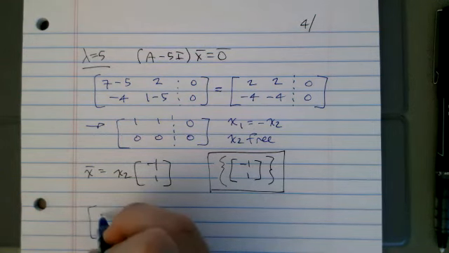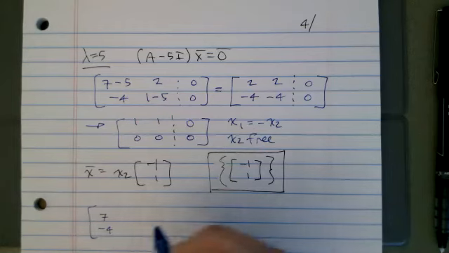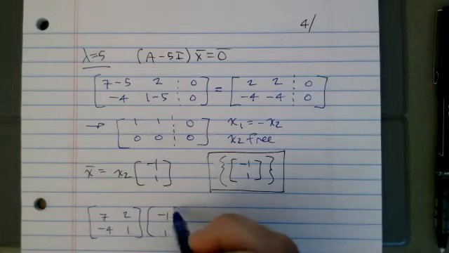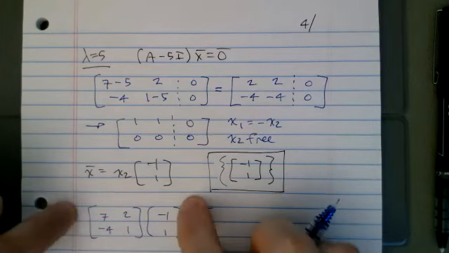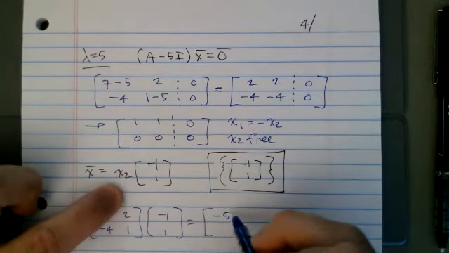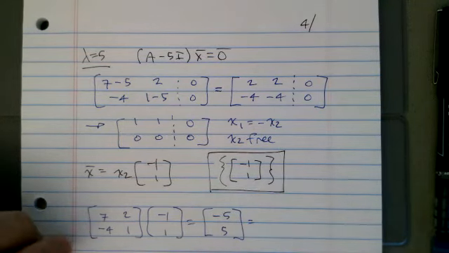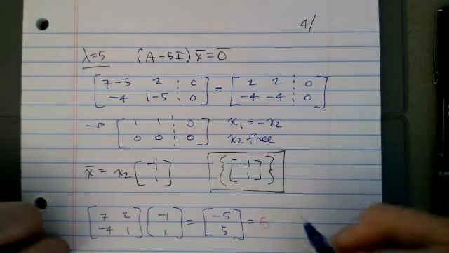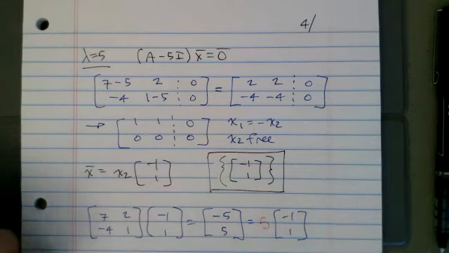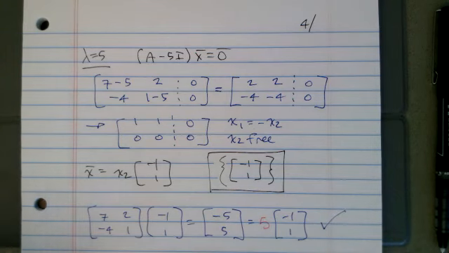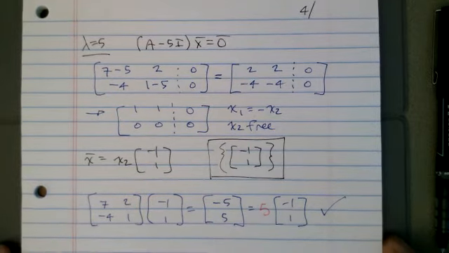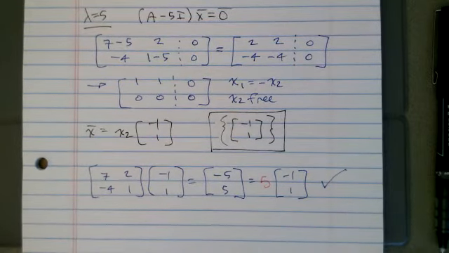So if I take A, 7, -4, 2, 1, and multiply it by negative 1, 1, we get negative 7 plus 2 is negative 5, and 4 plus 1 is 5. So we ended up with 5 times what we started with. So it all checks out. You don't have to type that in your answers. That's just me showing you that negative 1, 1 is in fact an eigenvector of A corresponding to eigenvalue 5.